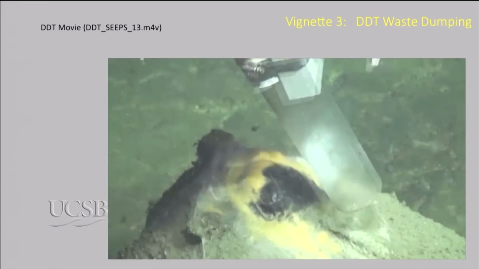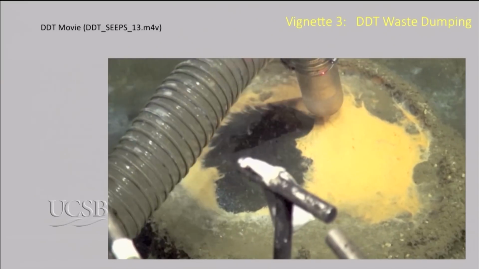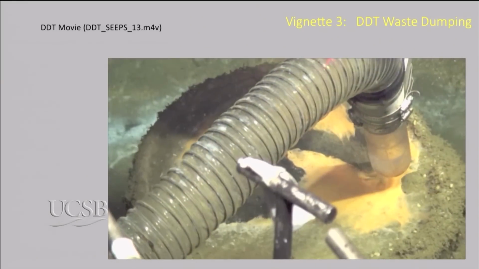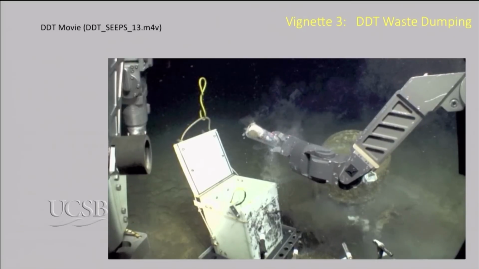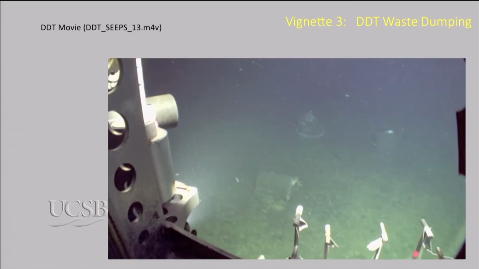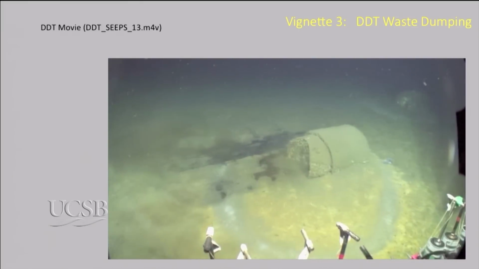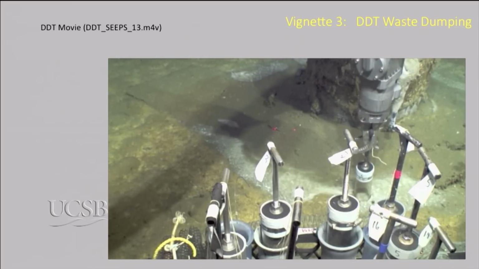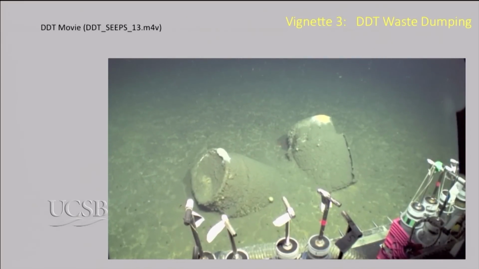What are these mats? Those are mats of bacteria that are being sucked off of the tops of these barrels. What are they doing? And how much of the original pollutants are still present? Those are the sorts of questions that we've been trying to address with this discovery. And this is some of the sampling that went along with that.